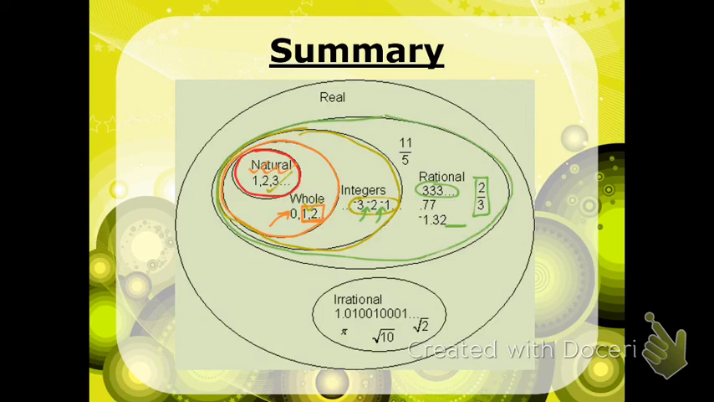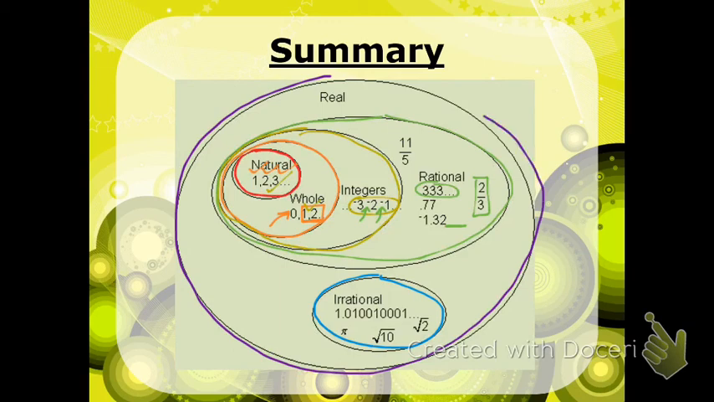Remember that we said irrational numbers are numbers that are not rational, so the circle for irrational numbers does not touch or doesn't overlap with the circle for rational numbers. And also recall that we said that real numbers were all of the rationals and the irrationals together. So both of those circles are inside of the larger one for the real numbers.